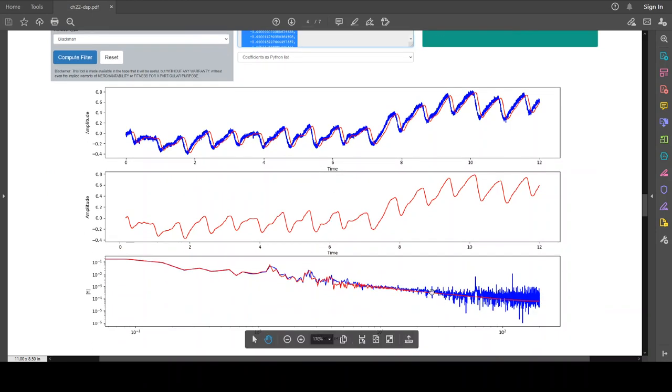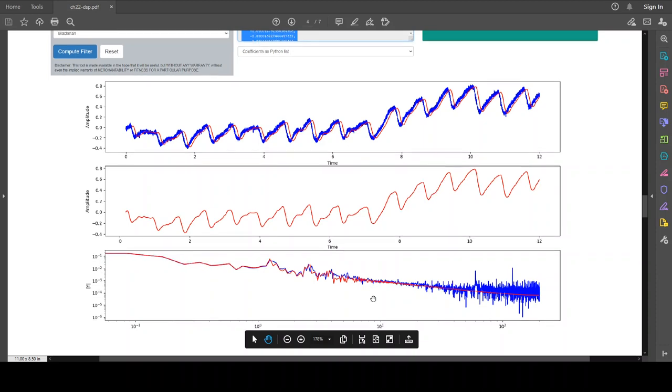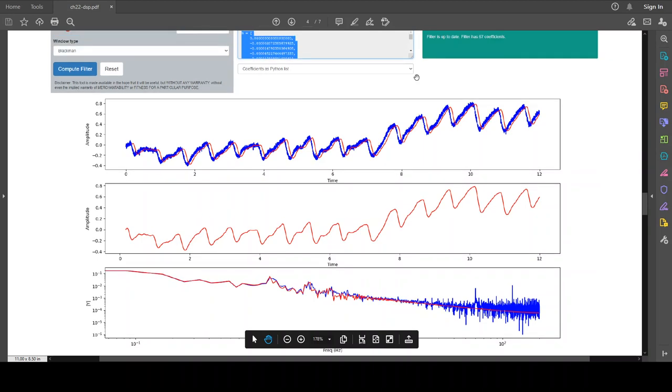And we'll really tell by looking at the FFT, 60 hertz here. There's no more 60 hertz. There's no more 120 hertz. There really is no data past 12 hertz where I asked it to put the cutoff frequency. But the downside, because we had to use 67 coefficients, is that we've got a little bit of lag.